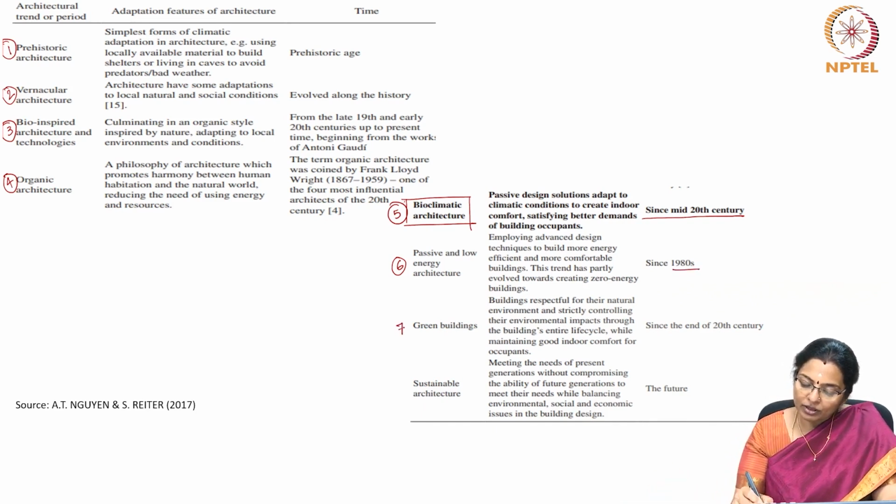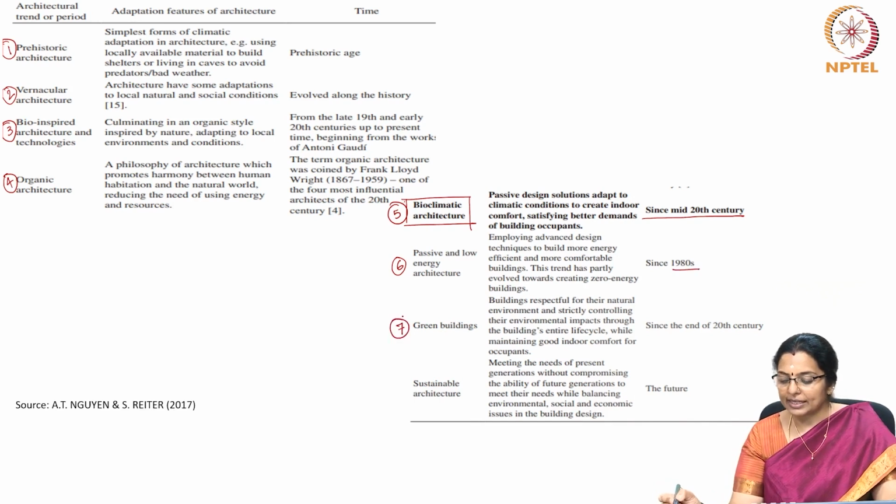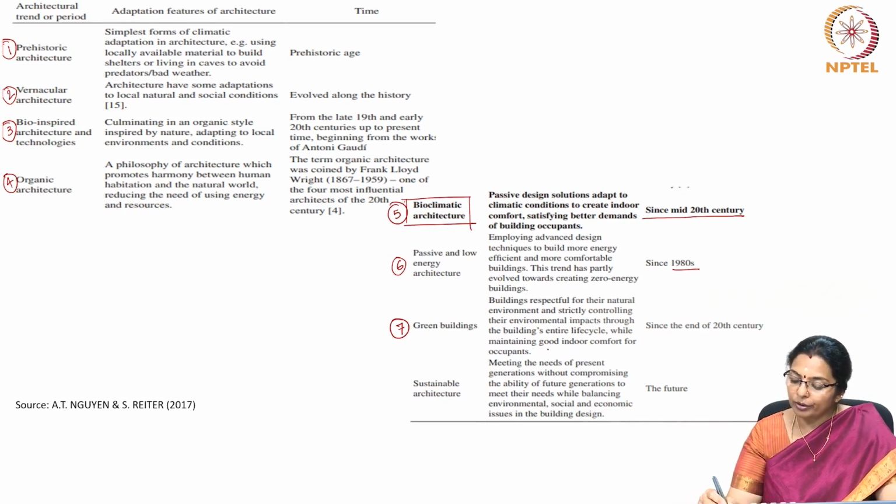This trend has partly evolved towards creating zero energy buildings, started in around the 1980s. Then came the concept of green buildings, where buildings are respectful of their natural environment and strictly control their environmental impacts over the building's entire life cycle, while also maintaining good indoor comfort for occupants. This came towards the end of the 20th century. And now the future is in sustainable architecture and regenerative architecture.